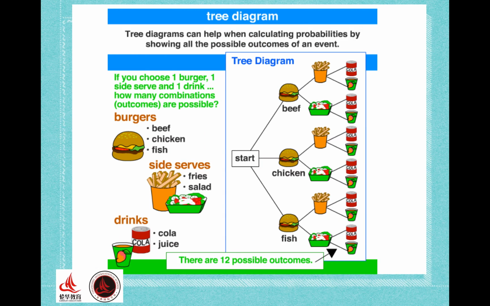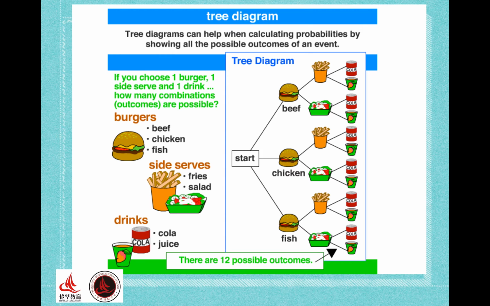Now, tree diagrams can help when calculating probabilities by showing all the possible outcomes of an event. So let's have a look at this example. If you choose 1 burger, 1 side serve, and 1 drink, how many combinations, outcomes are possible? So let's just think together. We have 3 different burgers. So we have beef burger, we have chicken, and a fish. Then we have side serves of fries or salad, and then you have 2 drinks. Now, how can we calculate how many outcomes, and how can we draw a tree diagram?